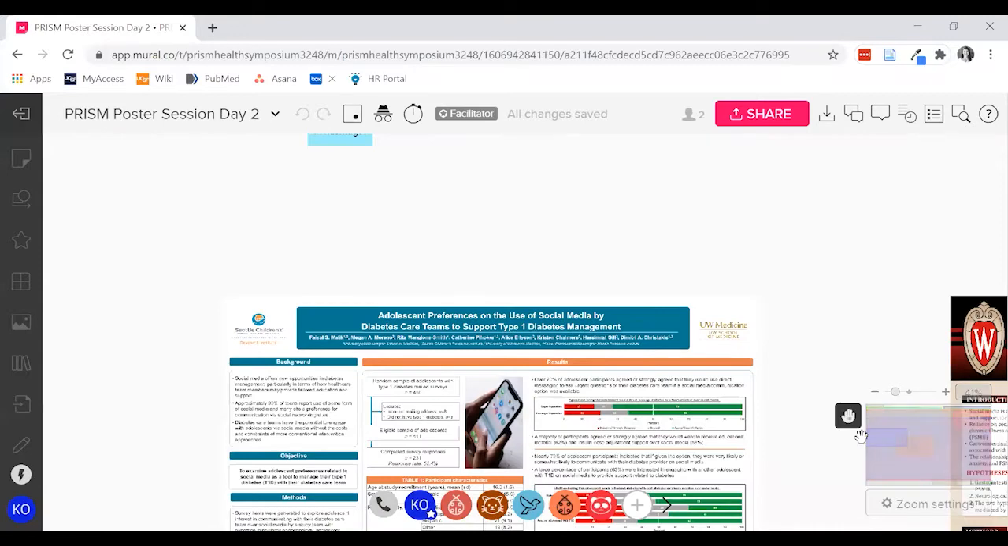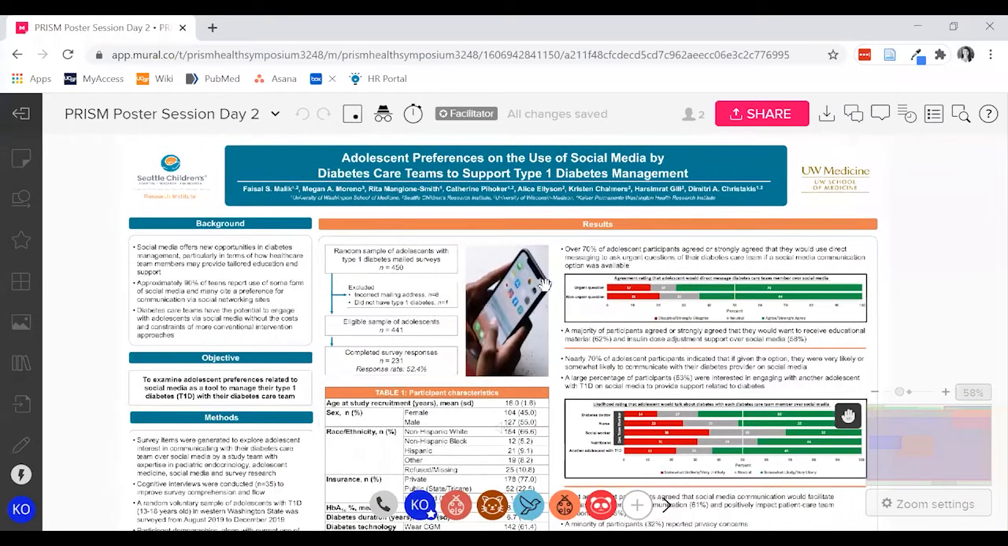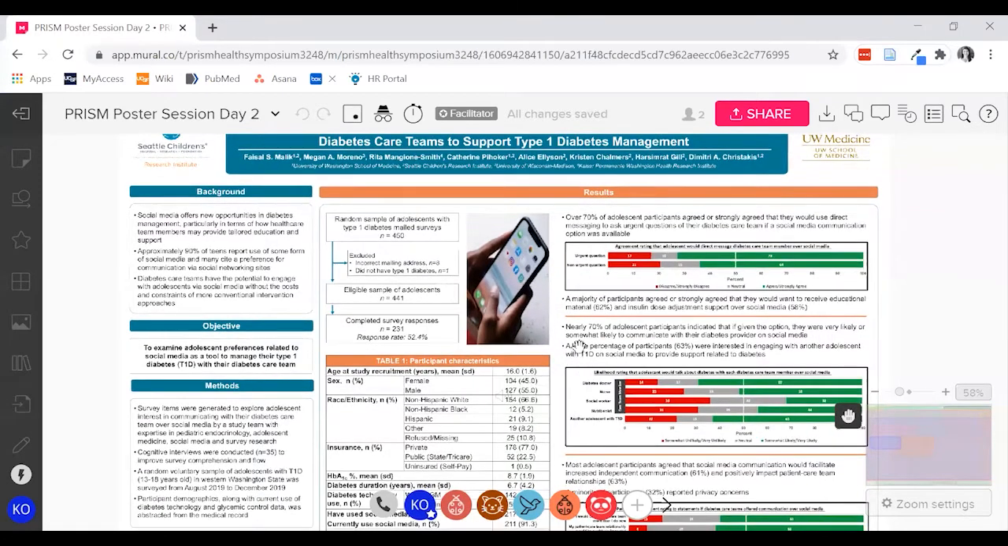Our next poster is Adolescents' Preferences on the Use of Social Media by Diabetes Care Teams to Support Type 1 Diabetes Management. Go ahead. We're looking forward to this presentation.